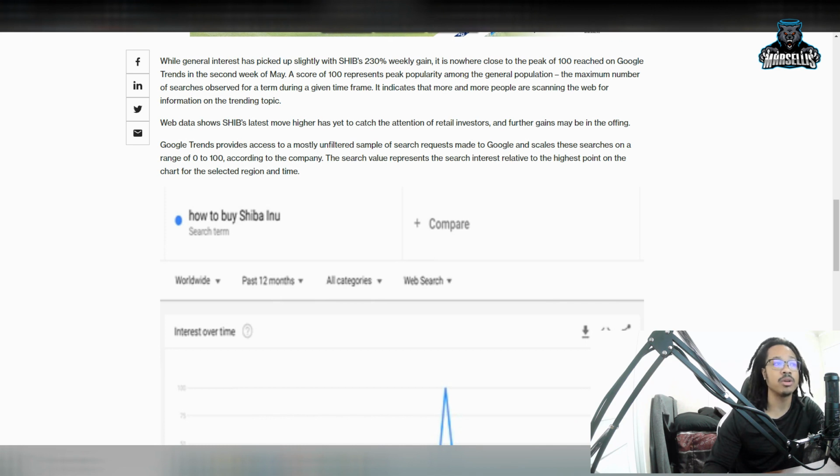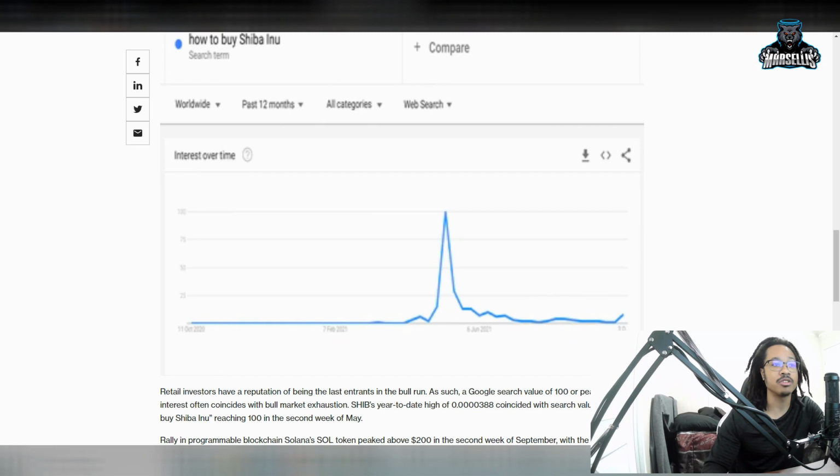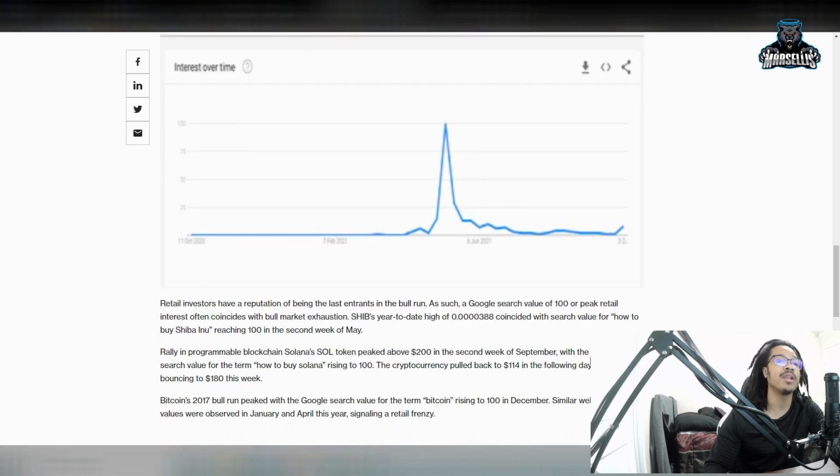They're more than likely whales. They're not the retail investors for Shiba Inu. They're people who have lots of money. They're not looking up Shib on Google. They're trading into Shib and they're trading out. That's pretty much what it's showing us.